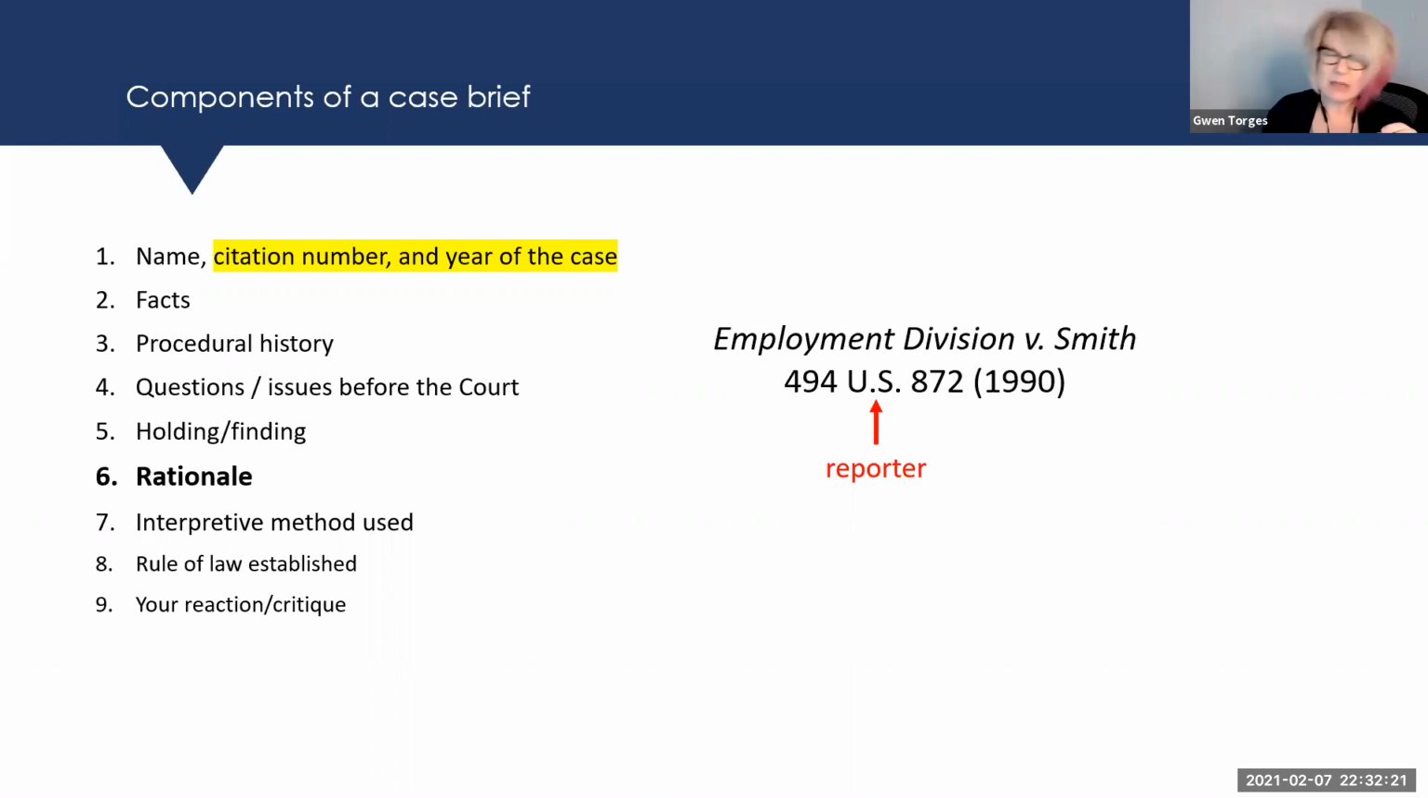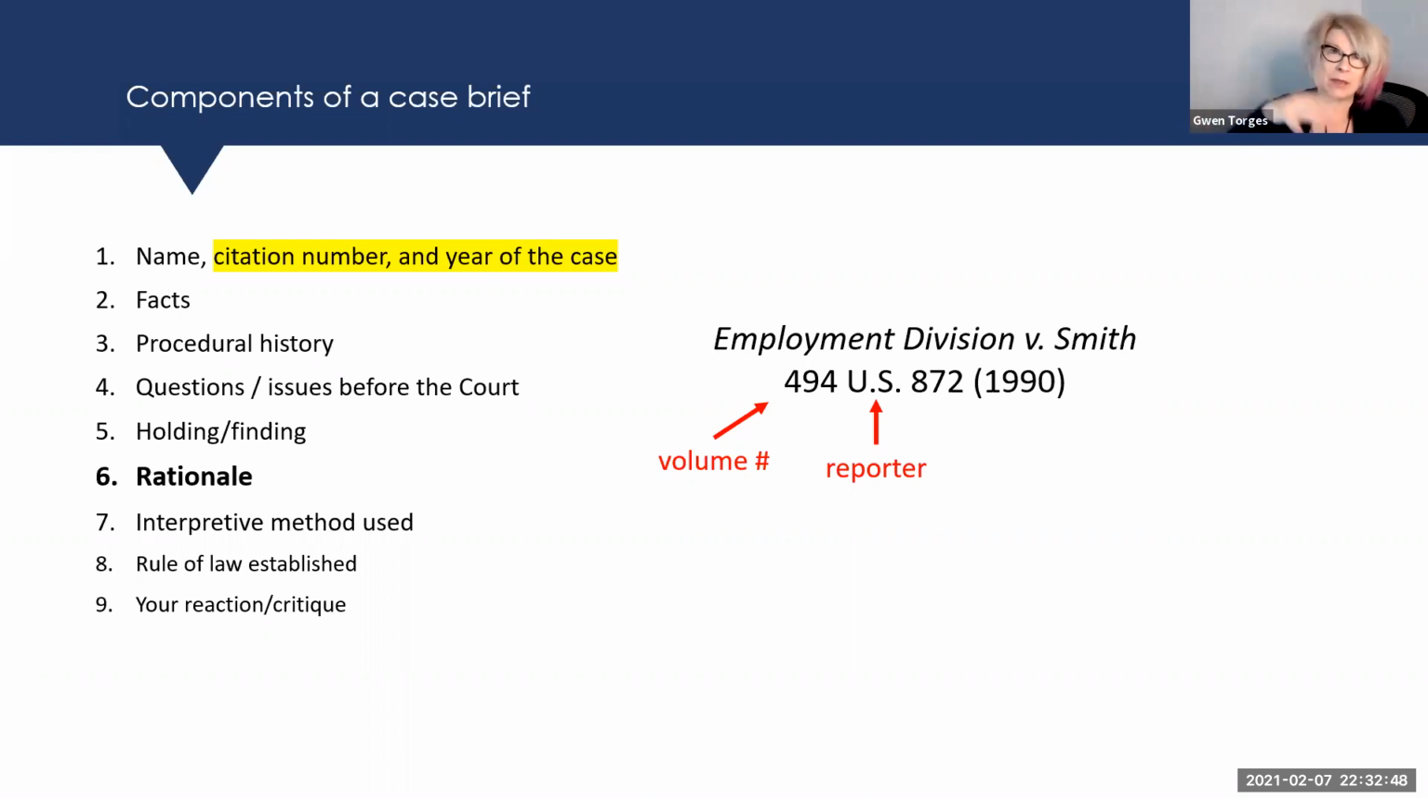So this US stands for US Supreme Court Reports, and other federal courts, the volumes would be different and have a different name. But from that number, you'd know which set of volumes to go look at. And then you'd know which particular volume within that set. So we go to the Supreme Court reports, and then we look for the 494th volume.